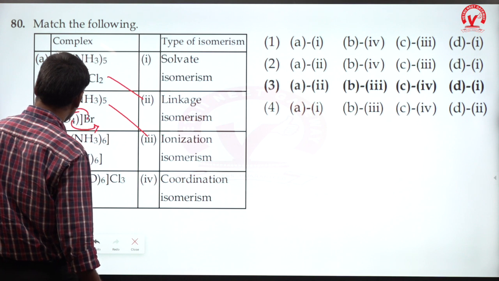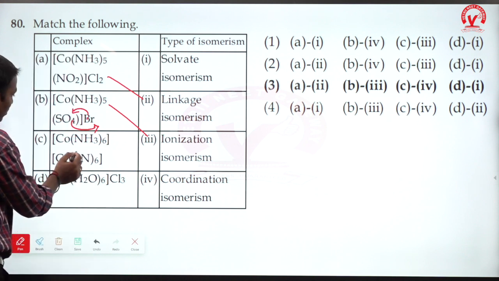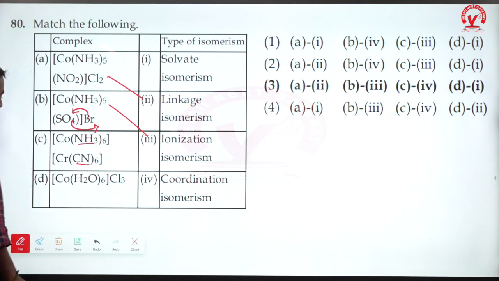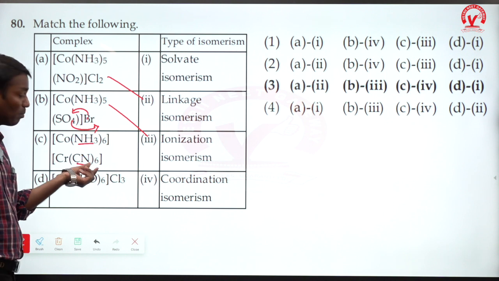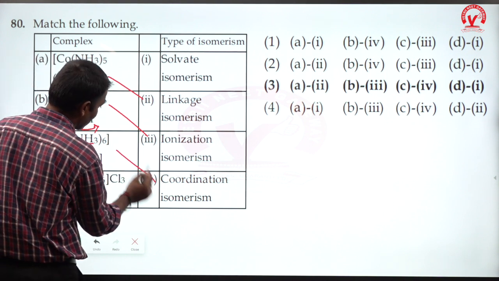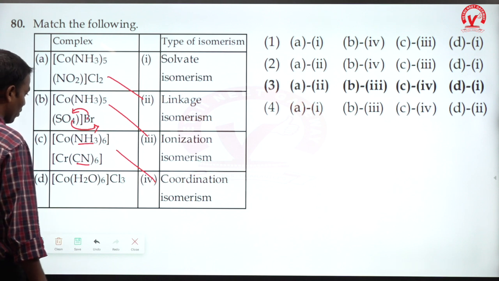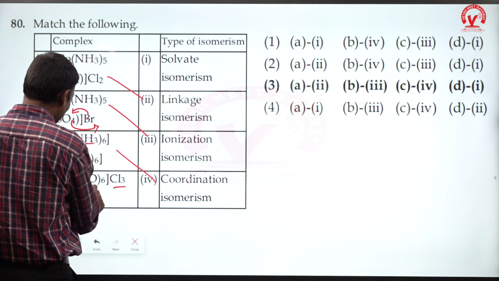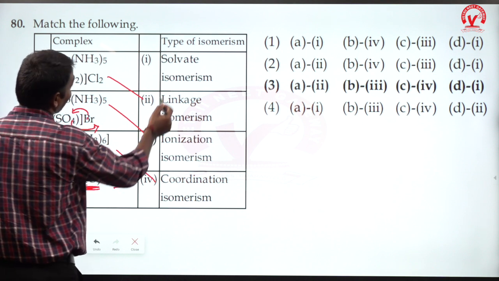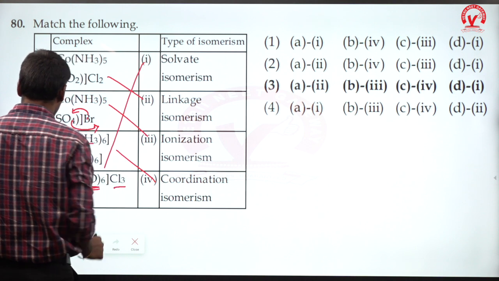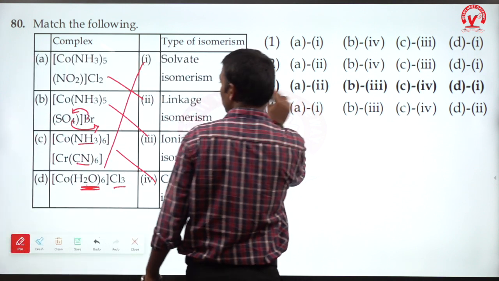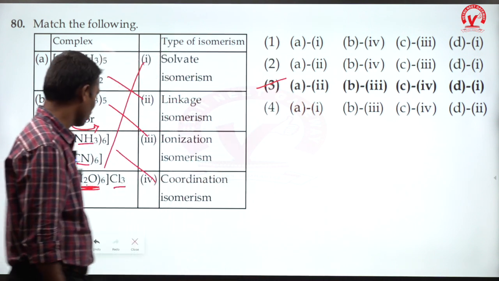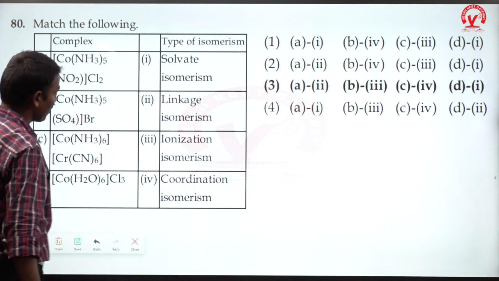Then [Co(NH3)6][Cr(CN)6], here exchange of ligands takes place, NH3 and CN, from one complex to another complex. That is called coordination isomerism, which is option 4. C is 4. And water and Cl3, here hydration isomerism, that is solvent isomerism, we are observing. That is D is 1, A is 2, B is 3, C is 4. Option 3 is the correct answer for this question. Then move on to the next question.